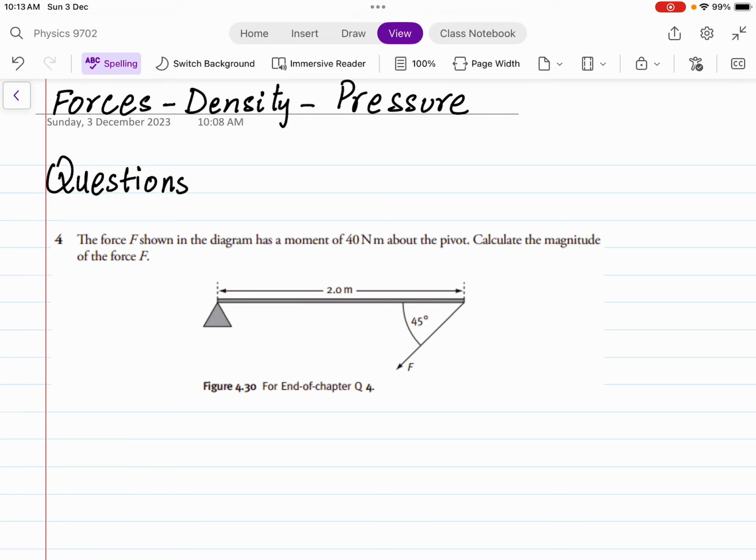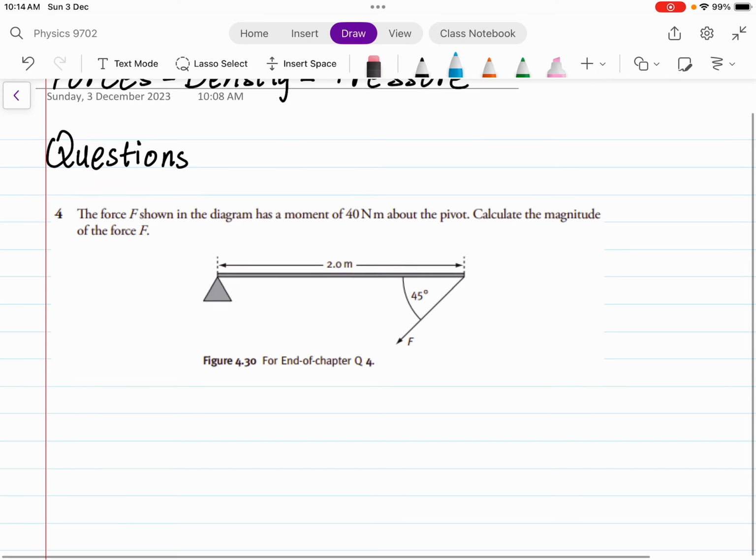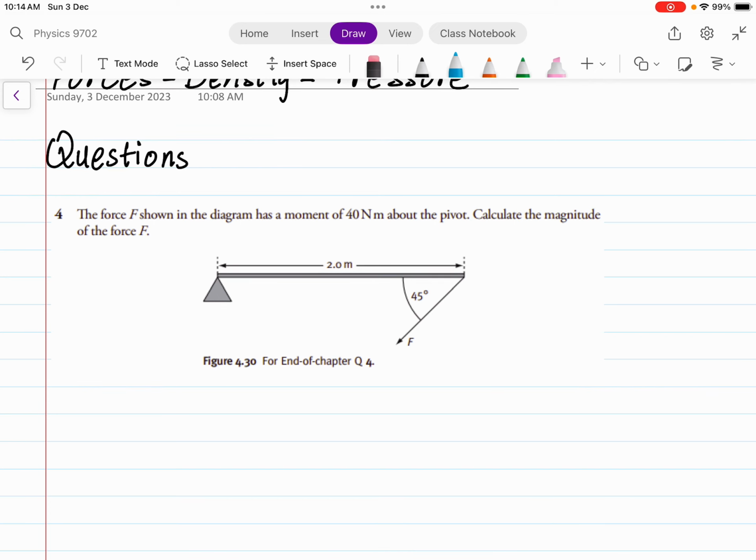We are moving on to questions on force, density, and pressure. And here, this is the first question, which is about turning effects. The question says force shown in the diagram has a moment of 40 newton meters about the pivot. So this force is causing a moment of 40 Newton meter about this pivot.